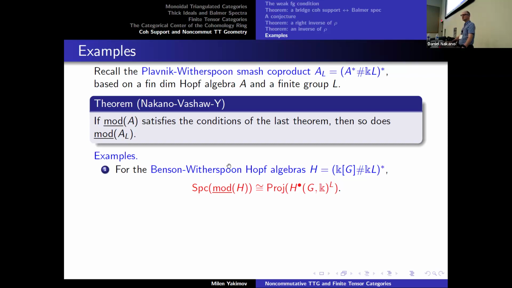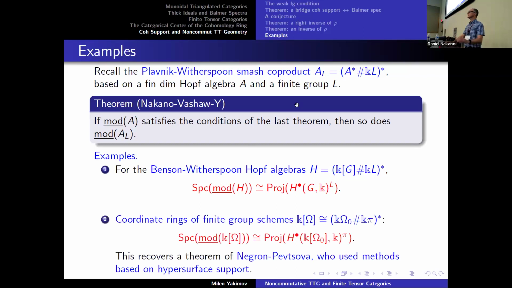So originally in the work of Benson and Witherspoon, they had something like this, but they were like, wait a minute, there is absolutely no relationship between this ring and the original cohomology ring. So somehow the two objects look completely different. So what we managed to achieve with this categorical center is that now everything non-commutative is completely on equal footing with everything commutative. It's just instead of with the cohomology ring, you work with the categorical center of the cohomology.